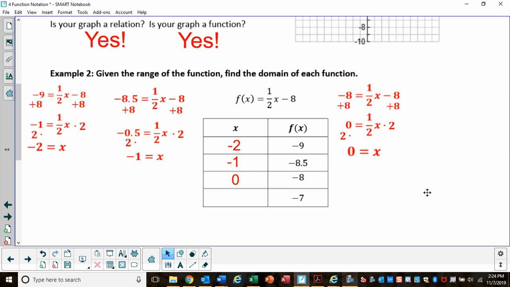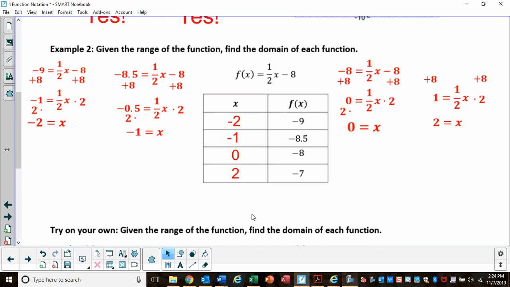Do it for the last one. Oh no, I think it's not there anymore, which is so much fun. Alright, well my equation's gone, but it should just be negative 7 equals 1/2 x minus 8. Okay, then I would add 8 to both sides, and I get 1 equals 1/2 x times 2 times 2, which the times 2 part is gone, but I get x equals 2. And there we go. Okay?